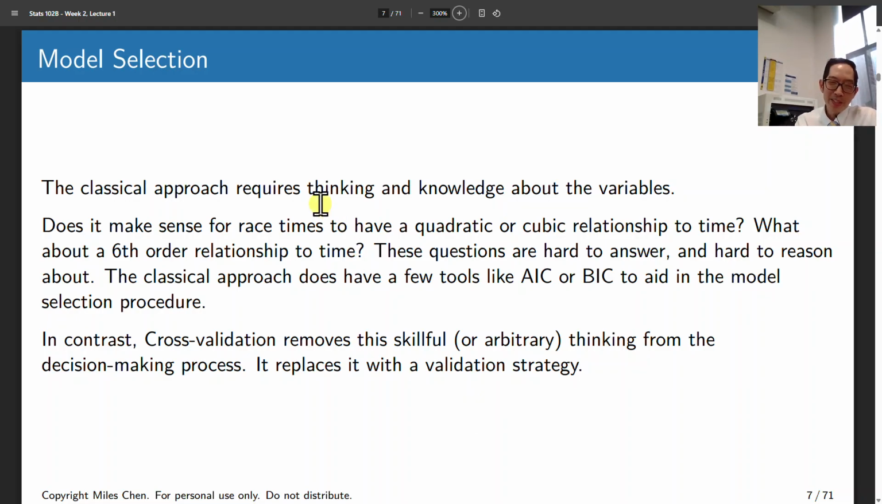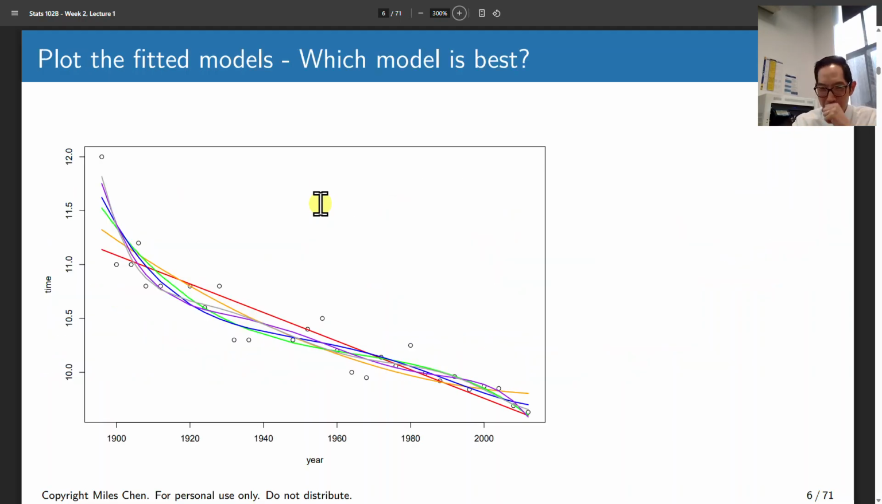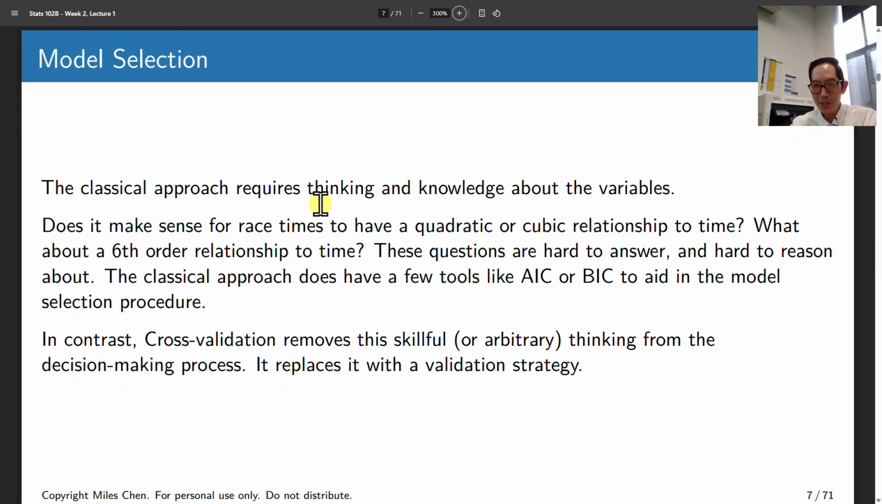And you're supposed to balance this knowledge about the variables. Does it make sense to use this? You balance your knowledge of the statistics and the math. Are my assumptions being violated? And you have to ask, what does it mean for there to be a quadratic or a cubic relationship to time? Let's say the third order relationship does actually hold true between the year in which the Olympics were held and the winning race time. And what does that even mean, right?